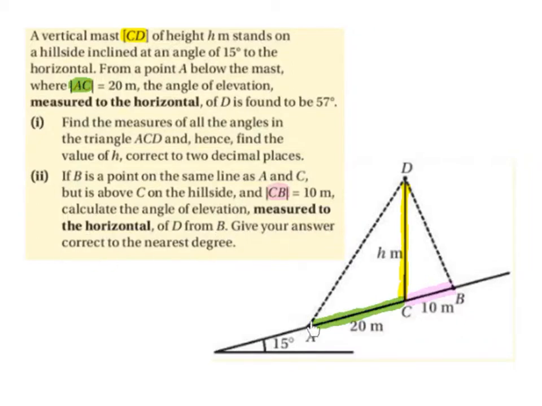So here we have the triangle ABD. We see that CD is the height of the mast, the vertical mast. We have an angle of 15 degrees, an angle of elevation. We have the distance from A to C is 20 meters and the distance from C to B is 10 meters.